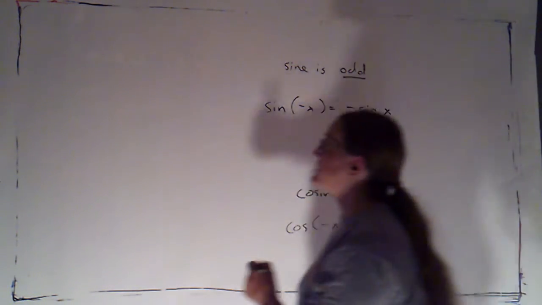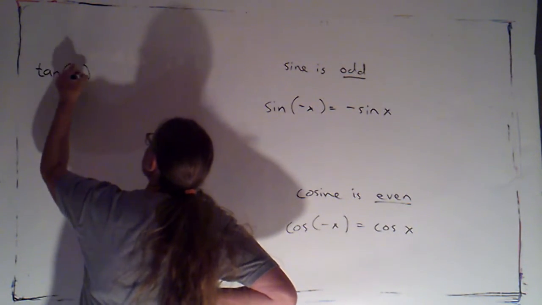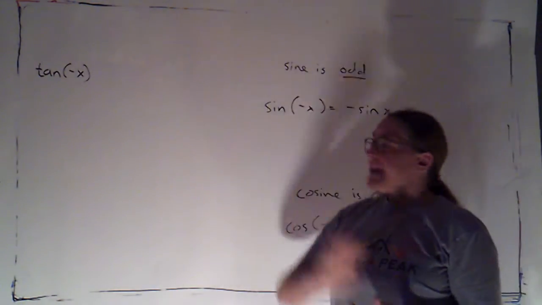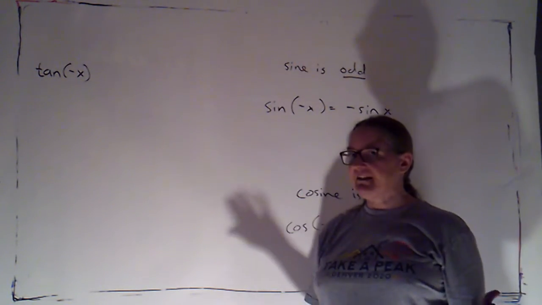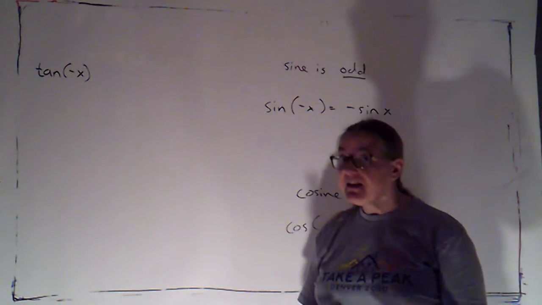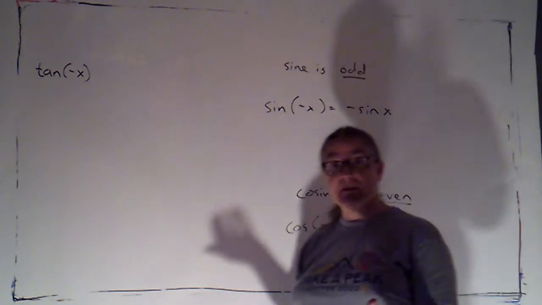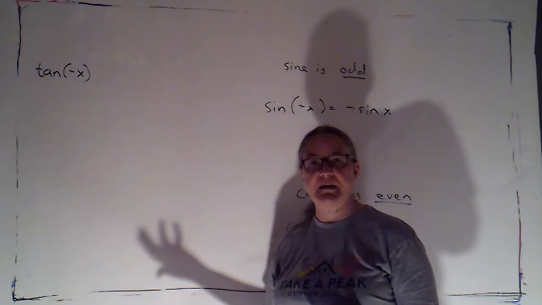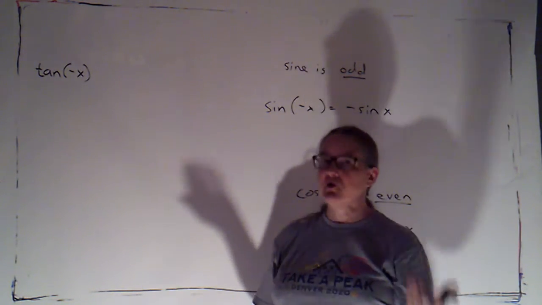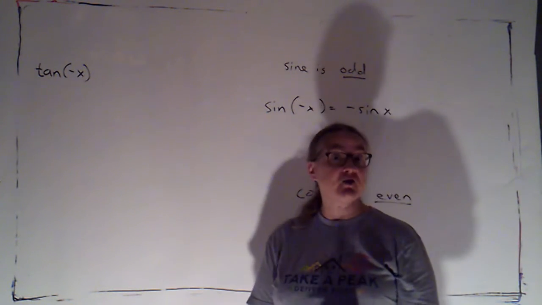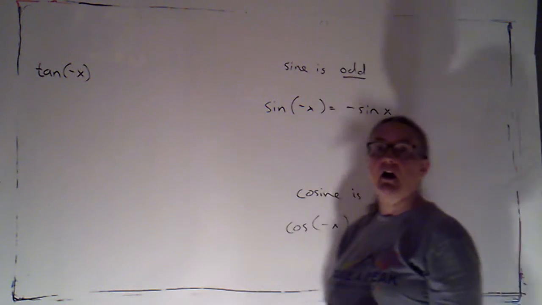So, for example, let's suppose I want to figure out about tangent. Looking at tangent, if I plug in the opposite of x, what does that give me? Does that give me the same thing as tangent of x, in which case it would be even? Or does that give me the opposite of tangent of x, in which case it would be odd? Now, there are certainly functions that are neither even nor odd, but none of the 6 trig functions falls into that category. They're all either even or odd.